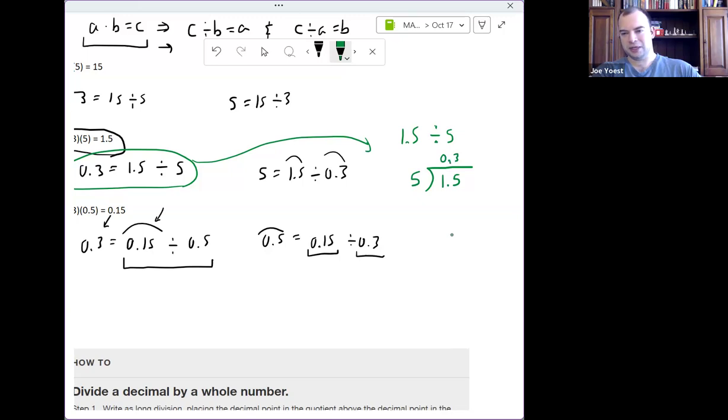I bring my decimal point up. I was careful to align my places when I'm asking, does 5 go into 1? 0 times. 5 goes into 15 3 times. 3 times 5 is 15. Or I could say 0.3 times 5 if I wanted, but the 15 minus 15 gives me 0. 0 remainder, nothing else to bring down. So my answer is 0.3, as we'd expect from over here.